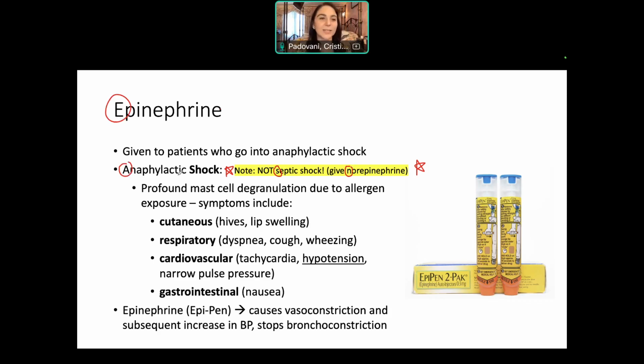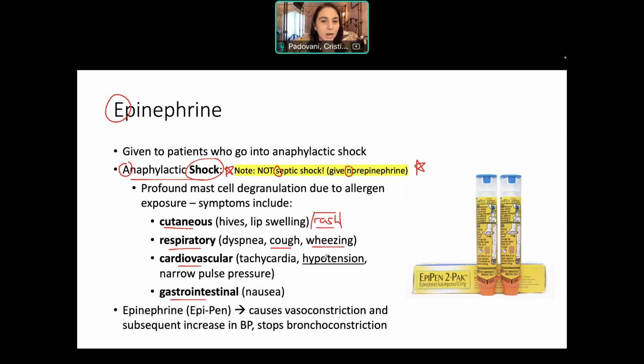But regardless, anaphylactic shock in general is shock. So you get this profound mast cell degranulation due to some sort of allergen exposure. And this is going to cause all these sorts of symptoms. You'll see cutaneous symptoms, respiratory, cardiovascular, and GI symptoms. Something I will mention is that if they want you to think that a patient is going into anaphylactic shock, they will usually always talk about a rash. I didn't put rash. Well, I put hives, but a vignette will not be anaphylactic shock if they don't have some sort of rash. Okay, so I wanted to mention that here. Respiratory, you'll see dyspnea, you'll have cough, you'll have wheezing.